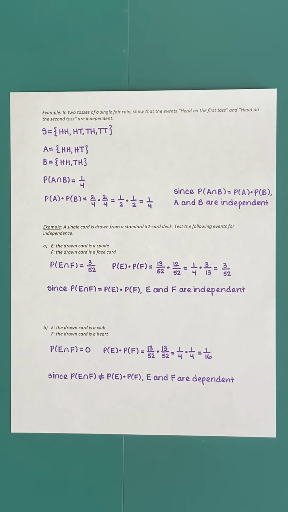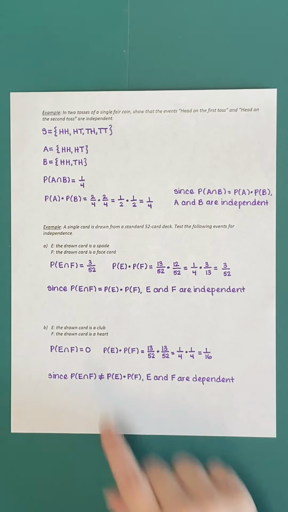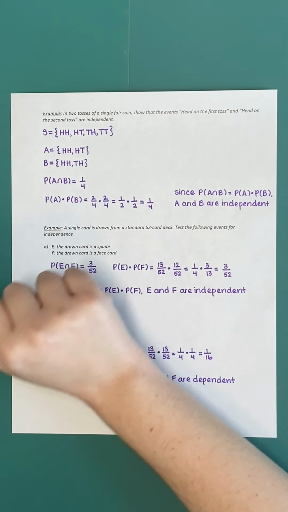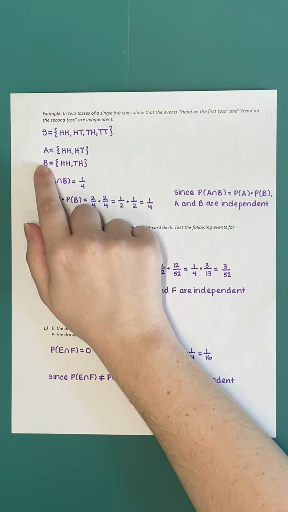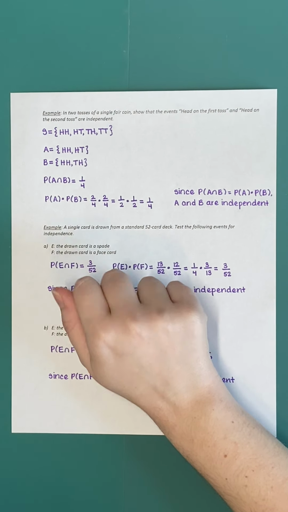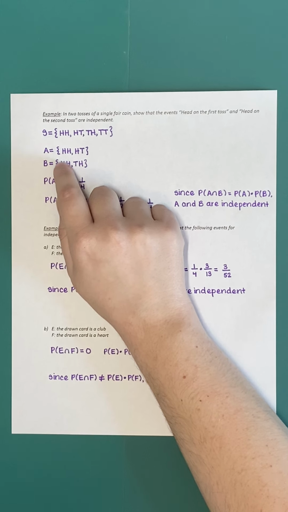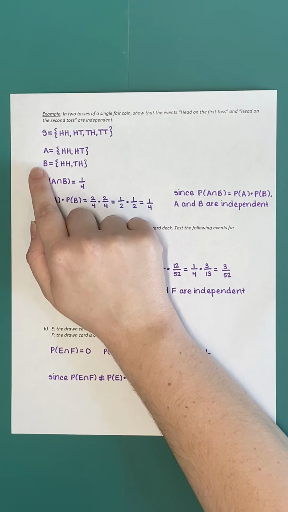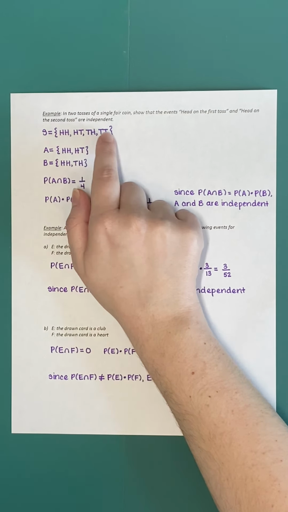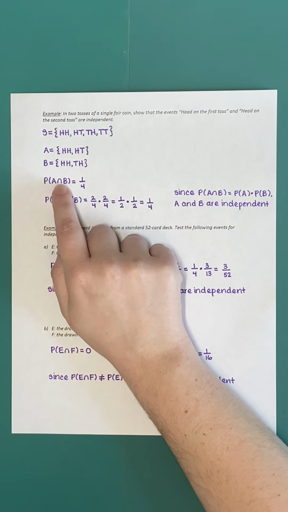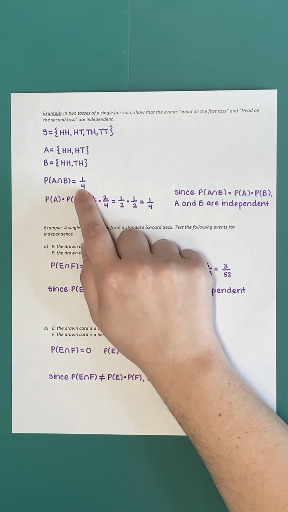Well, we want the probability of the intersection. We want the probability of the individual events. We want to compare. So what's the probability of the intersection? Well, what is the intersection of these two events? What outcomes represent both A and B occurring? In other words, heads on the first toss and heads on the second toss. Well, the only way that occurs is if we get heads, heads. So there's only one way for these two outcomes to overlap out of the four total possibilities represented in our sample space. So the probability that both A and B occur is going to be 1 out of 4.